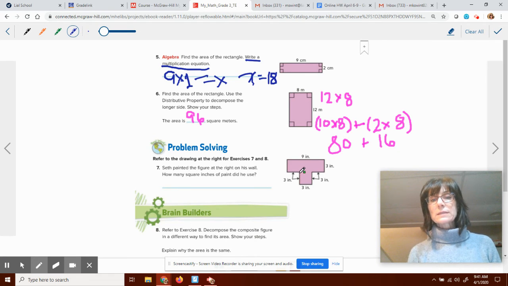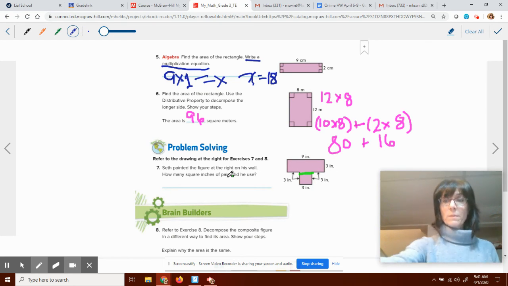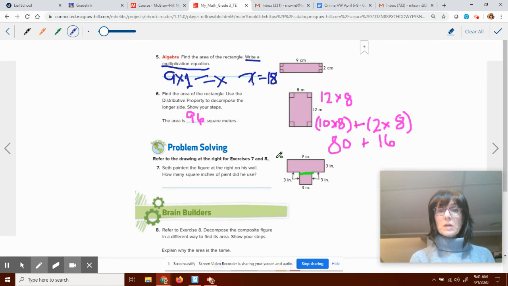Now you could cut this up into 3 pieces. I like to make life easy. I'm going to cut it up into 2 pieces. So I've got this square down here, or it looks like a square to me, and I've got the rectangle above. Let's start with the rectangle above. So I know my length is 9 with a width of 3. So my first rectangle is going to be 9 times 3.